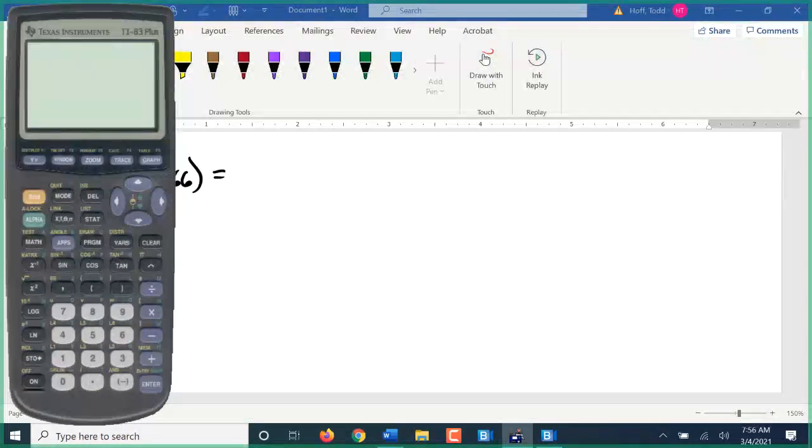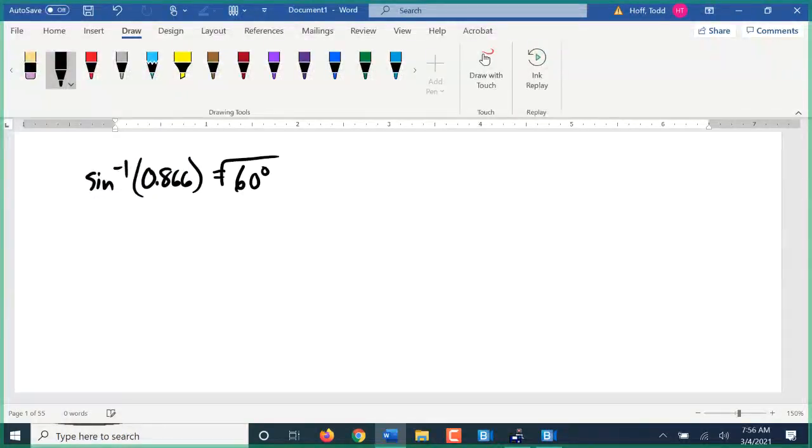For our calculator, you have to enter the inverse sine first. And you can see above the sine key, it says sine -1. That is the inverse sine. You hit that key, then you put in the 0.866, and you close the parentheses, and it spits back 59.997, or in other words, 60 degrees. So that's saying that the sine of 60 degrees is 0.866.